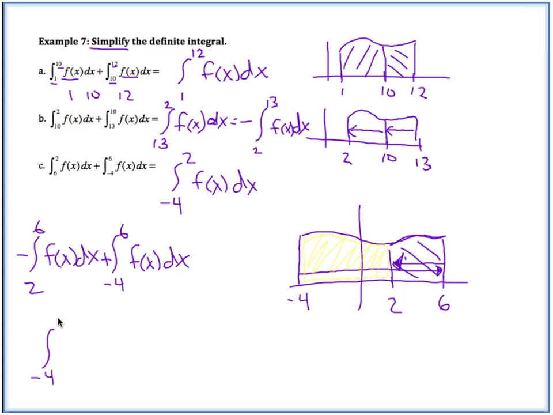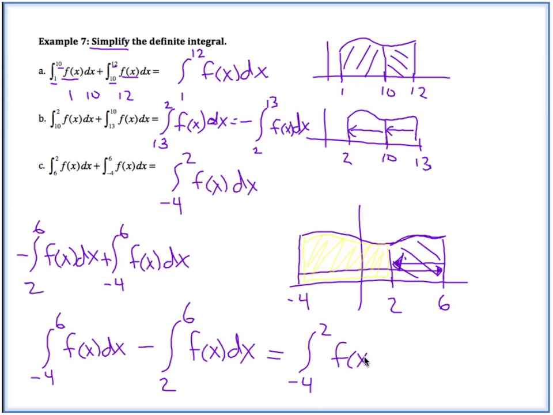So it would have been negative 4 to 6 f of x dx, which is the second definite integral, and then it would be minus the integral from 2 to 6 of f of x dx. So again, you can see we're going all the way from negative 4 to 6 of our function, but then we're subtracting everything from 2 to 6. And so that is going to leave us with negative 4 to 2 of f of x dx. So it's just a more numerical way of looking at this, but either way we come up with the same answer.